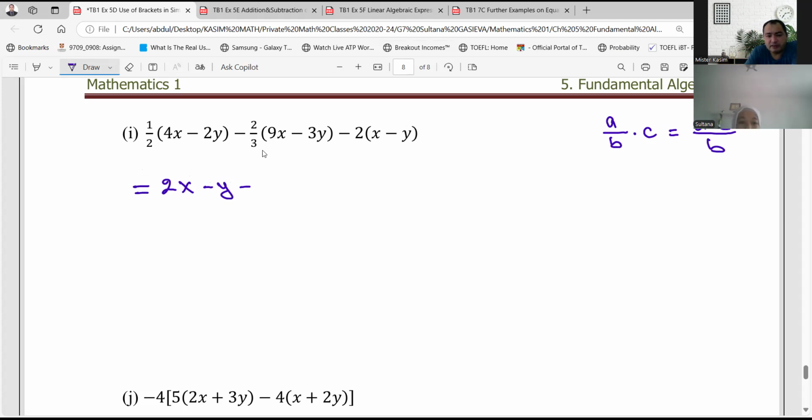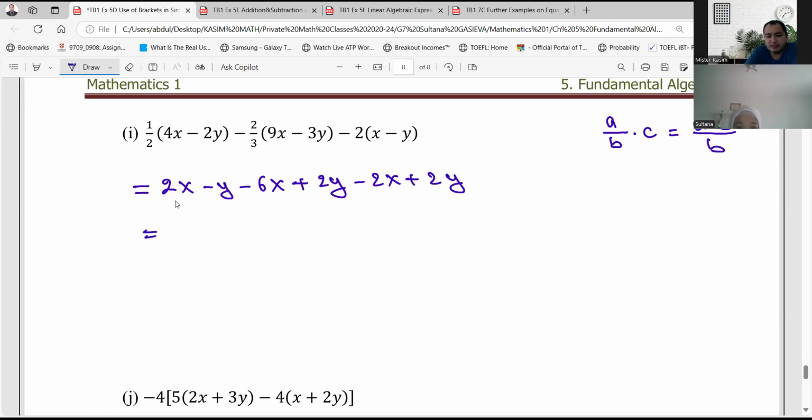2 times 9, 18 divided by 3 is 6x. Minus minus plus. 3 is gone. 2 times y is 2y. We are done with this. Minus 2 times x, negative 2x. Minus minus plus, and 2y. That's the first step, right?